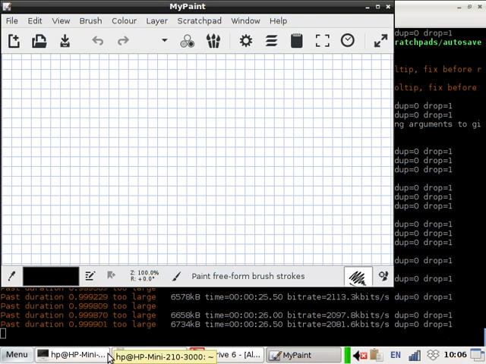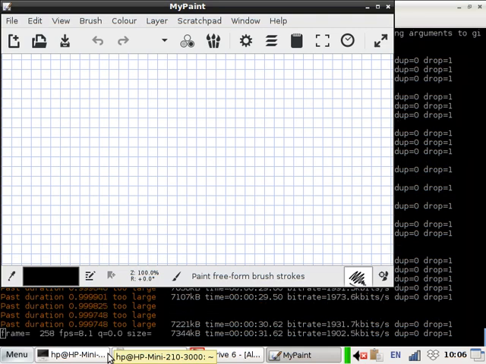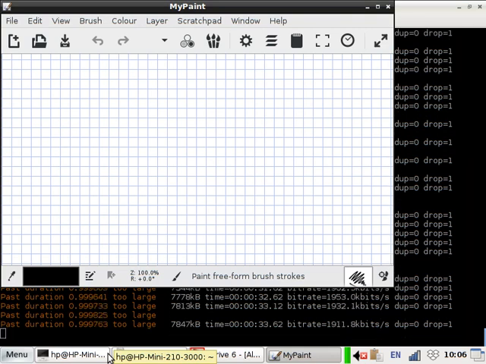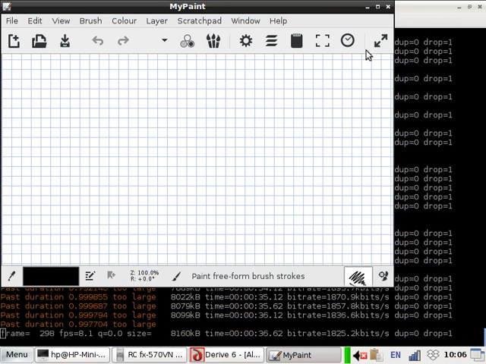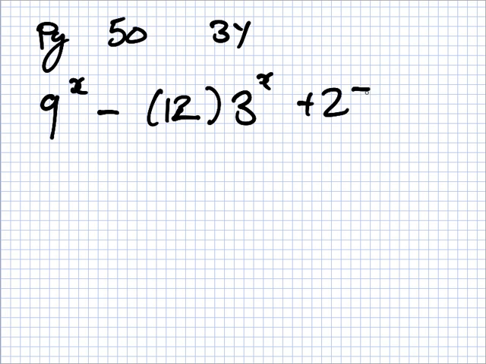Page 50. You sound like you have something in mind for sure. That's okay. Which one? 3y. Okay, let's have a look at that one. Page 50, 3y. We have 9 power x minus 12, 3 power x plus 27. Now, is my answer wrong, do you think? You're stumped. I messed up somewhere.